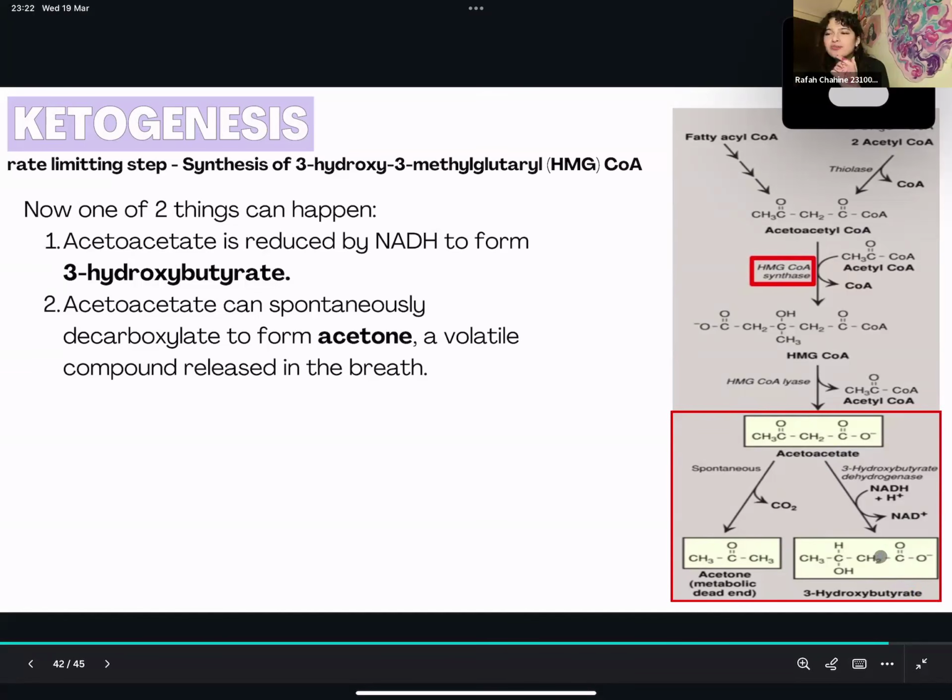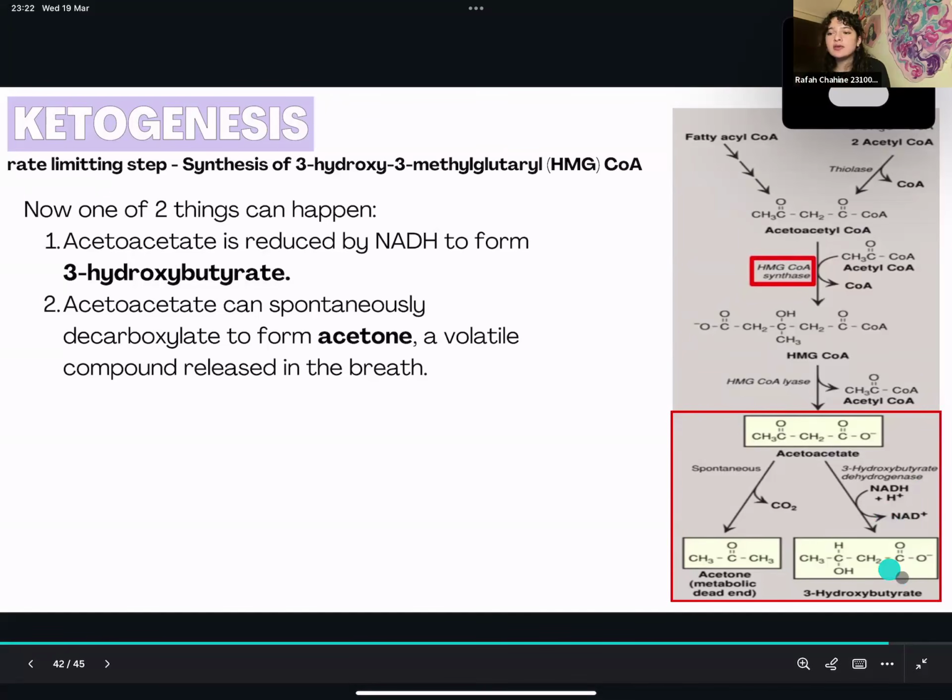Okay, my bad. So acetoacetate is not oxidized, it's going to be reduced by the dehydrogenase. So acetoacetate is going to be reduced by NADH and its free hydrogen to give me 3-hydroxybutyrates. This is the first thing that can happen to acetoacetate.